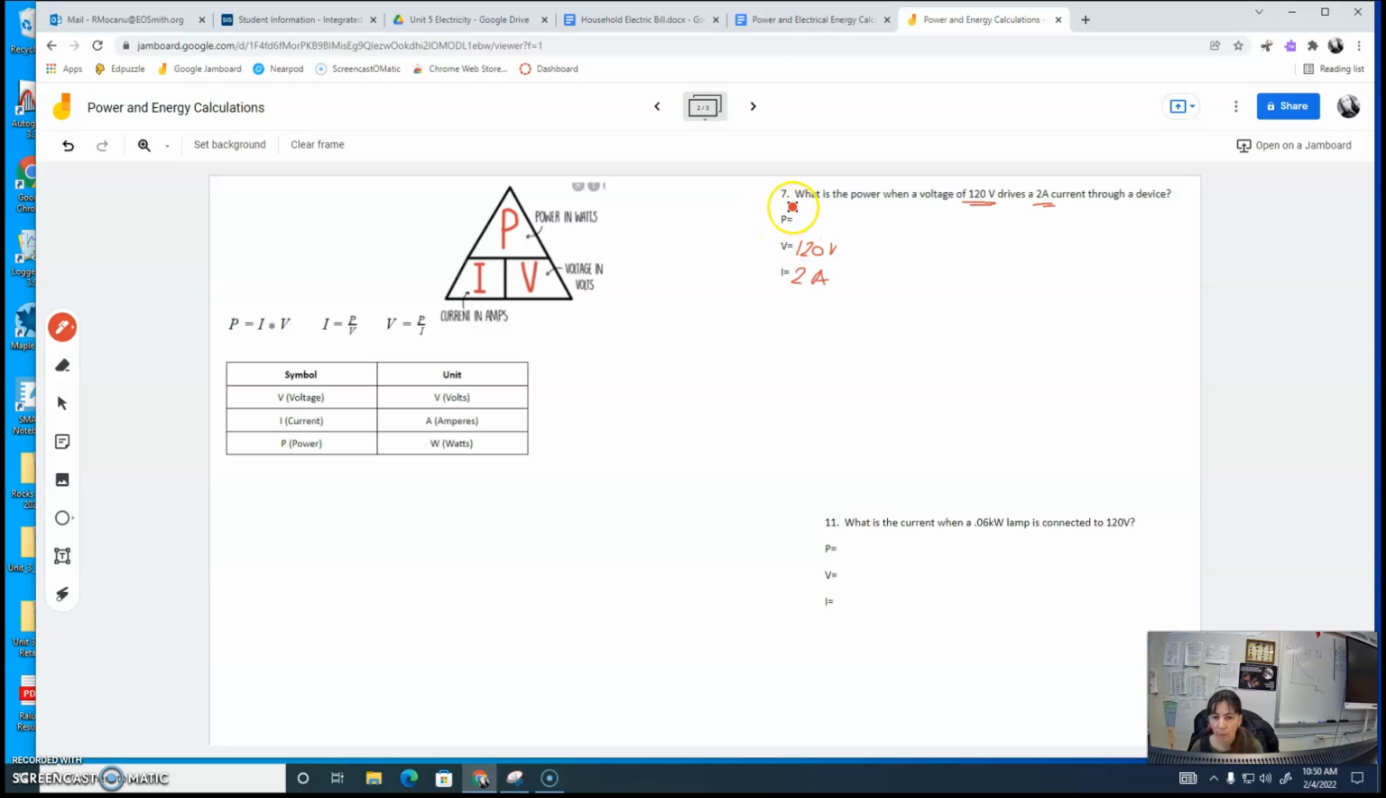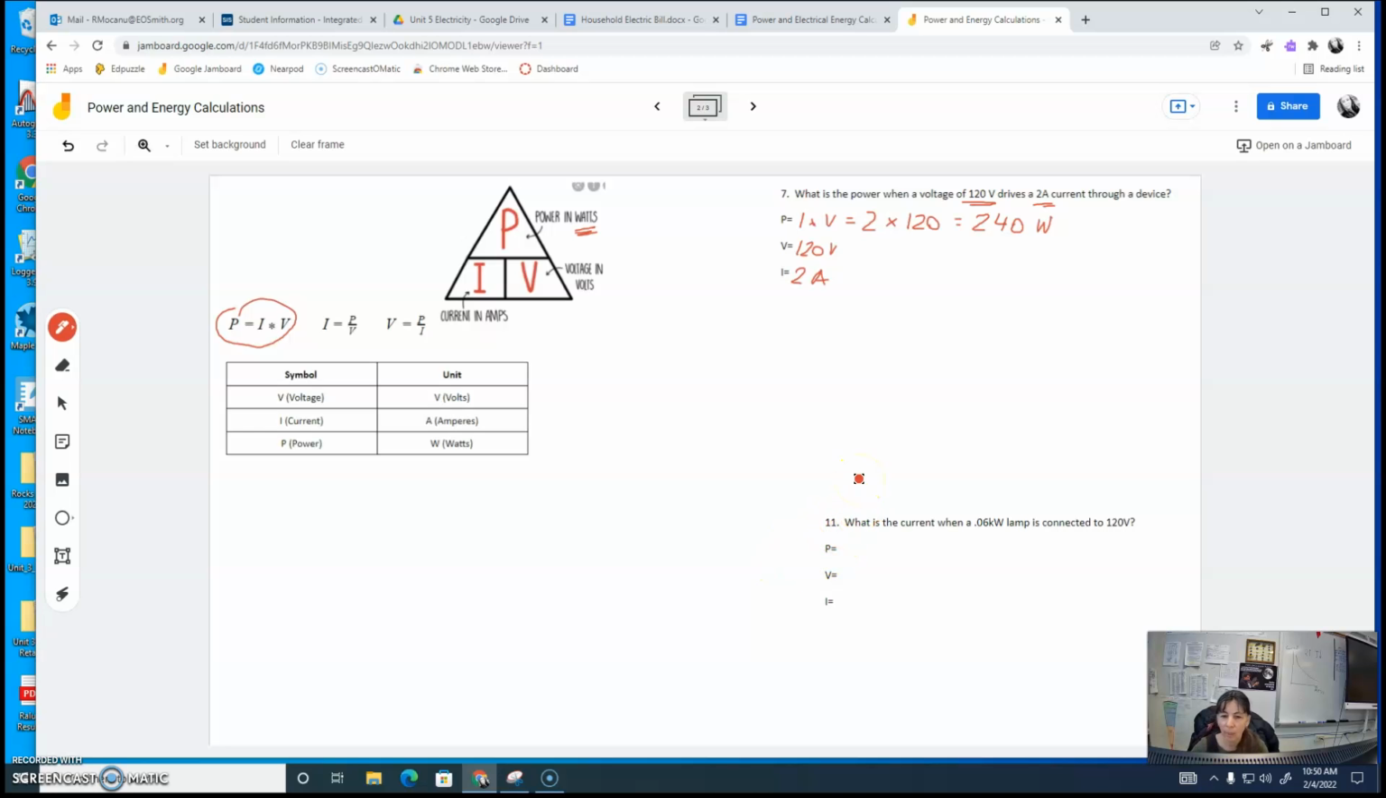And then I simply, just like we did before, I'm going to use my formula right here to figure out the power. So the formula for power, I can select this one, or I can use my triangle, whichever is easier for me. So power is just simply current times voltage. Current in this case is 2 amperes. Voltage in this case is 120 volts. 2 times 120 is going to give me 240. And my unit is watts, because I just calculated power.